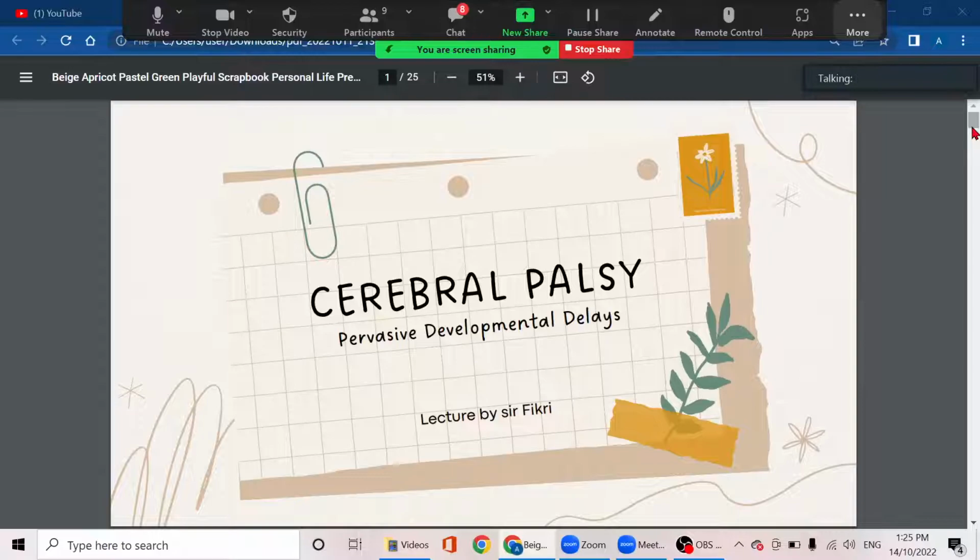Okay, 1, 2, 3. Assalamualaikum warahmatullahi wabarakatuh and a very good morning everyone. My name is Nur Aina Wahida bin Ahmad. Me and my group 8 would like to present about cerebral palsy.